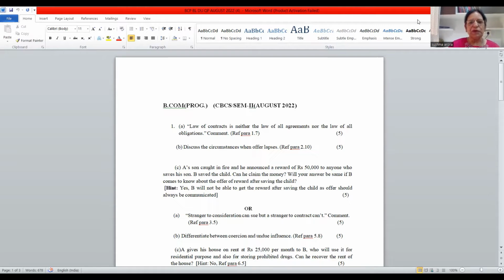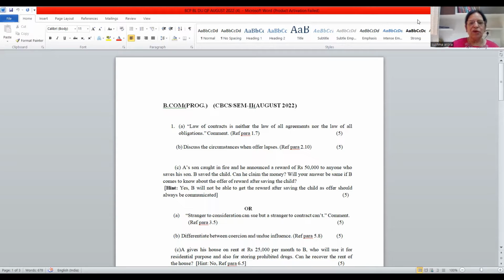Friends, in this question paper, you find references are given at the end of each question: refer para 1.7, refer para 2.10. Let me clarify. I'm the author of both the books. I have written books for BCom honors as well as BCom. These are the updated books. You must go through these books. And if you have any question to ask, you can always write in the comment section, and I will always reply.